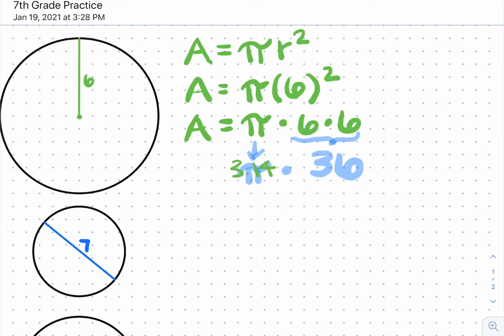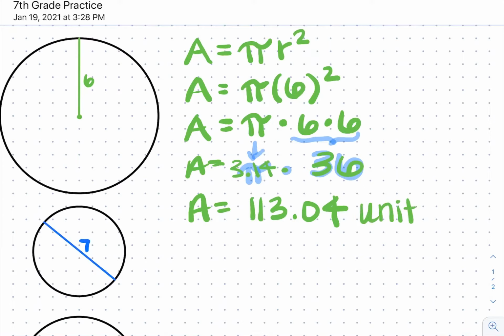So for this problem, let's do an approximation. I did not tell you that up front, but you probably guessed by the answers that I provided. So let's do that approximation. 3.14 times 36 gets us 113.04. And we don't have a specific unit, but we do have units.